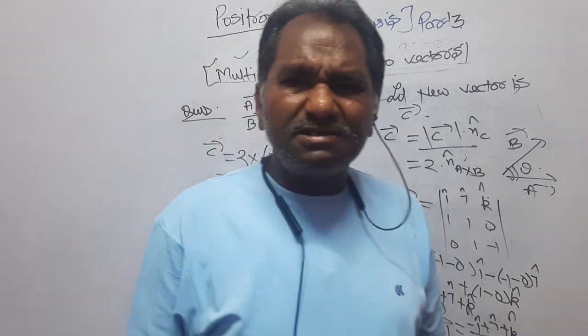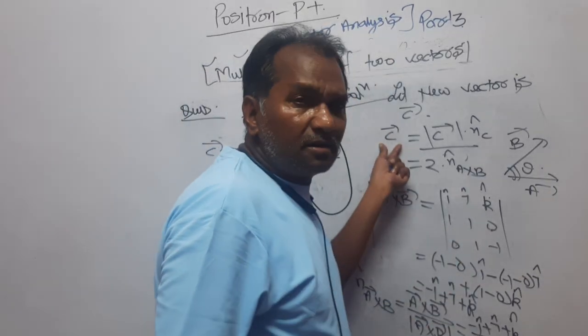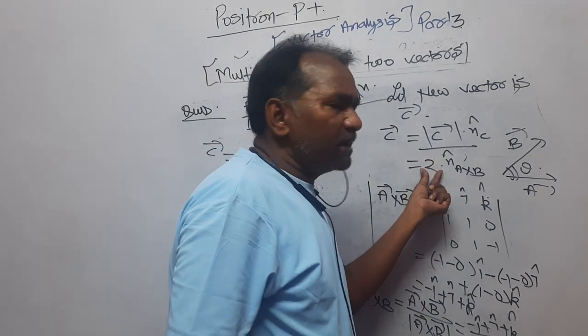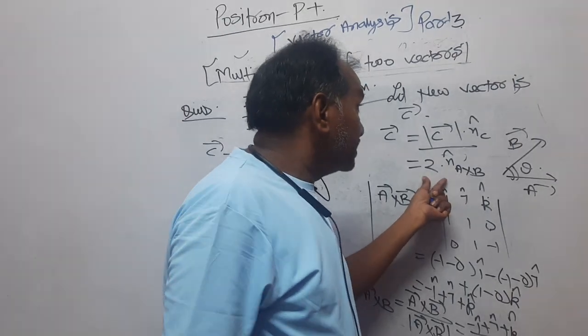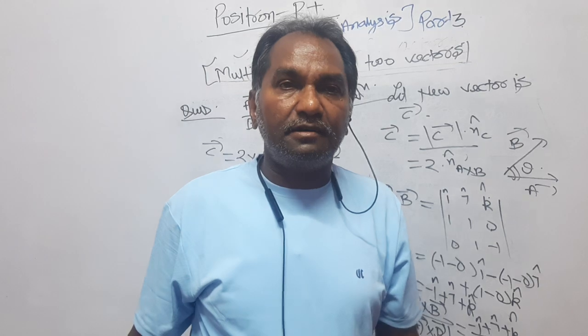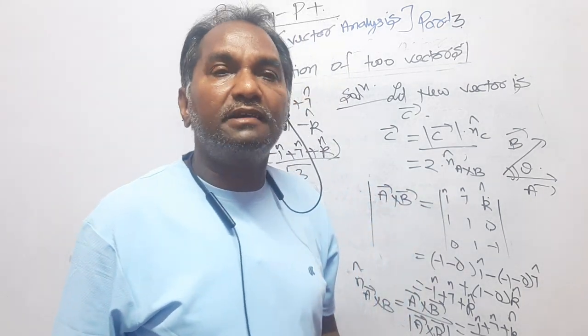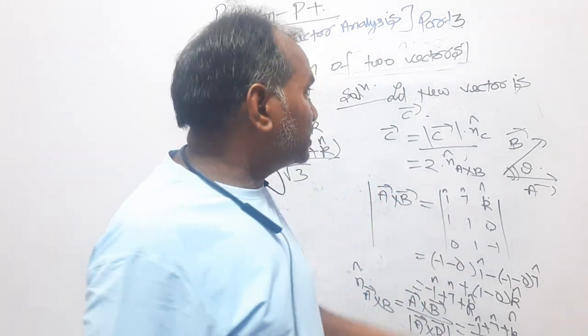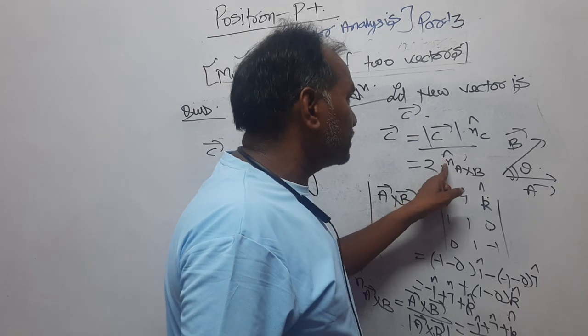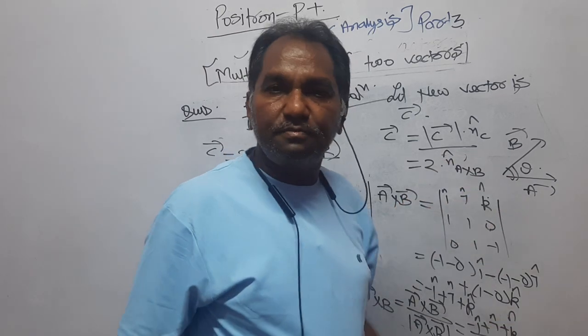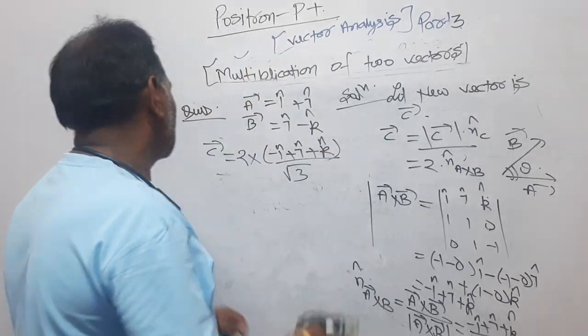The question might be like this: find another vector which has the magnitude 2 and is oppositely directed to vector A cross vector B. Then in that case you have to consider minus n cap, A cross B. That is the answer you will get.